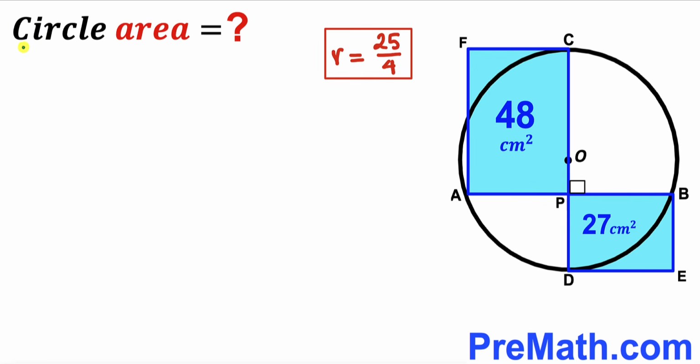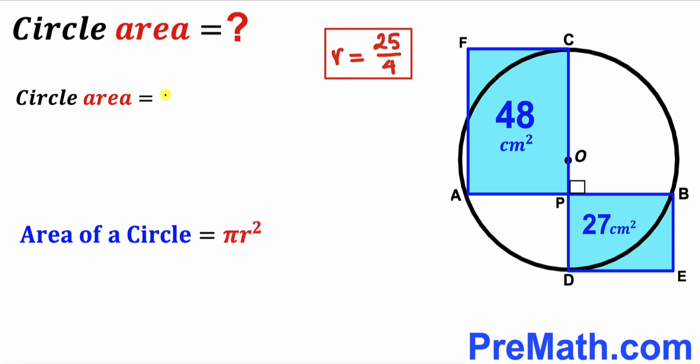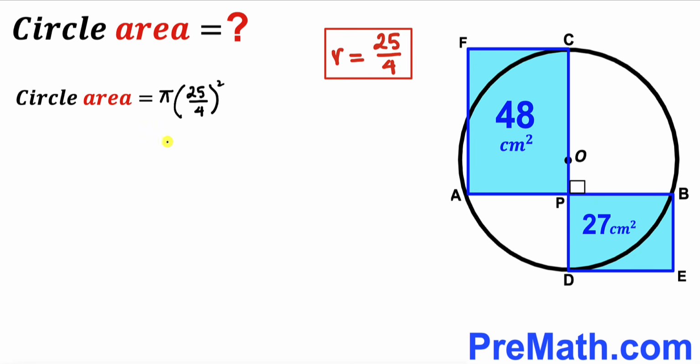And here's our final step. Now we are going to calculate the area of the circle. Let's recall the area of a circle formula. Area is always equal to pi r square, where lowercase r is the radius. So therefore the circle area is going to be equal to pi times our radius r value, which is 25 divided by 4, and I'm going to square that. And if we simplify, that is going to give us 625 times pi divided by 16 centimeter square.